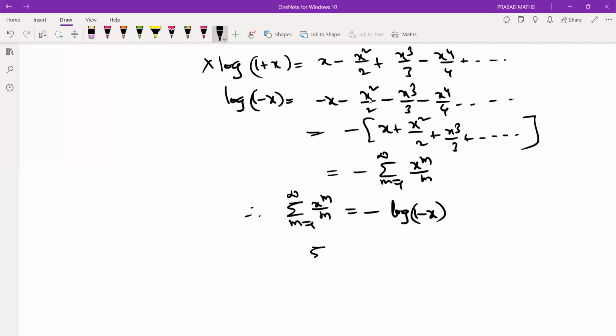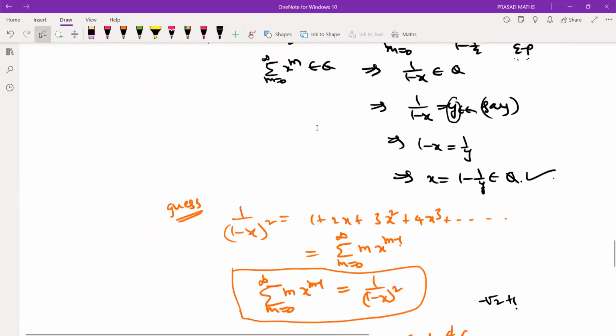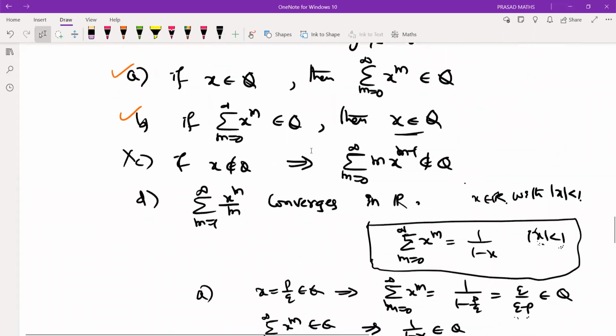So therefore what is this exactly? M equals to 1 to infinity x power m by m is log of 1 by 1 minus x. యాక్చువల్గా ఏమి ఇచ్చాడు? ఆప్షన్ చూడండి. ఇప్పుడు ఒకసారి ఆప్షన్ చూడండి. వాట్ ఈస్ యువర్ ఆప్షన్? దిస్ ఈస్ కన్వర్జెంట్ ఇన్ ఆర్.